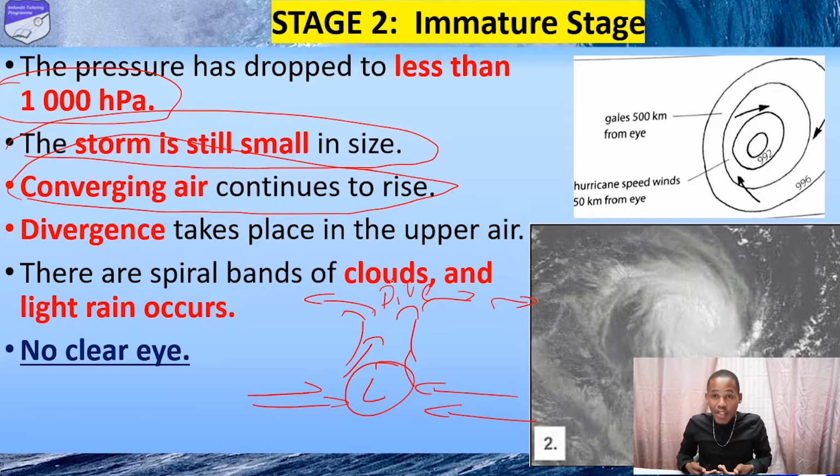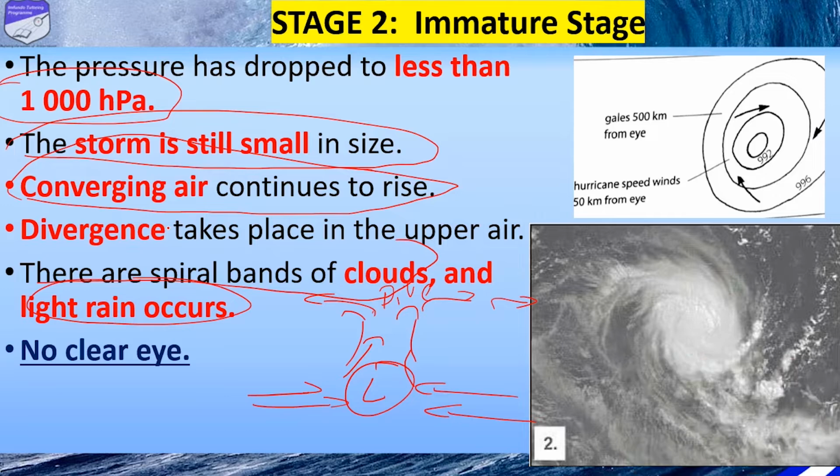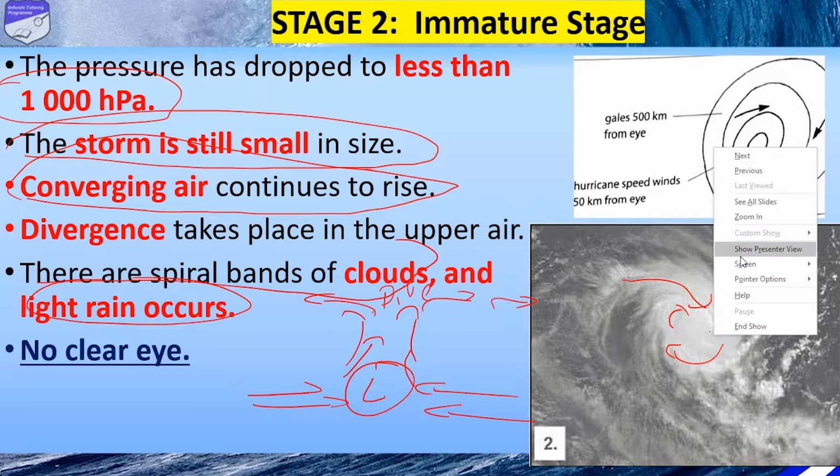So at the Earth's surface, we've got convergence. Then in the atmosphere, we've got divergence. Is it clear? Good. Right, then there are spiral bands of clouds and light rain within our cyclone. As you can see here, we've got the spiral bands of these clouds as well as rainfall. You remember what I told you about the three things that rotate in our cyclone.